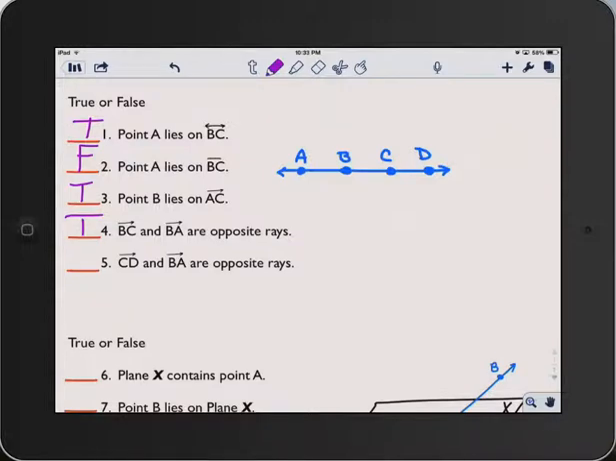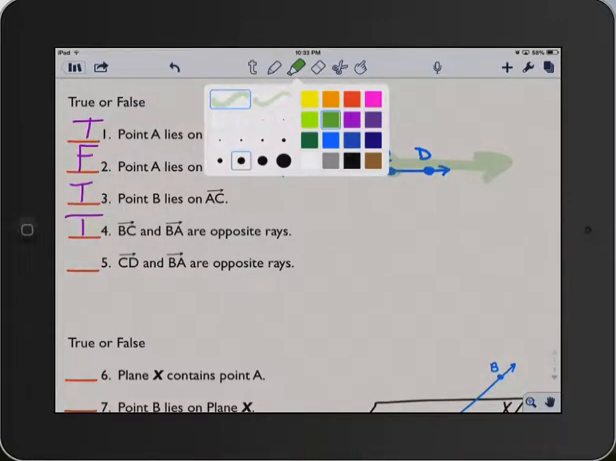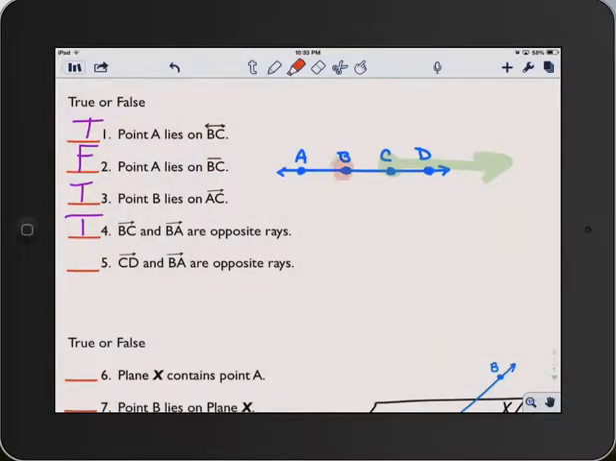For problem number 5, ray CD and ray BA are opposite rays. Well, first of all, they don't have the same endpoint. Ray CD starts at point C and goes to the right. Ray BA starts at point B and goes to the left. So even though they go along the same line, they don't have the same endpoint, so therefore it's false.